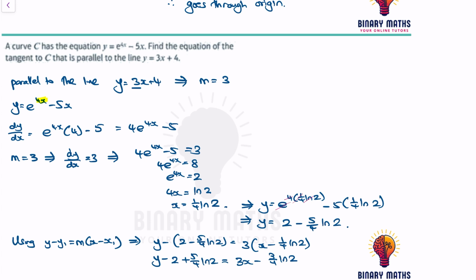If you take everything to the right hand side except for y, you get y is equal to 3x plus 2 minus, so minus 3/4 minus 5/4 gives you minus 8/4, which is minus 2 ln 2. So that would be a final answer.